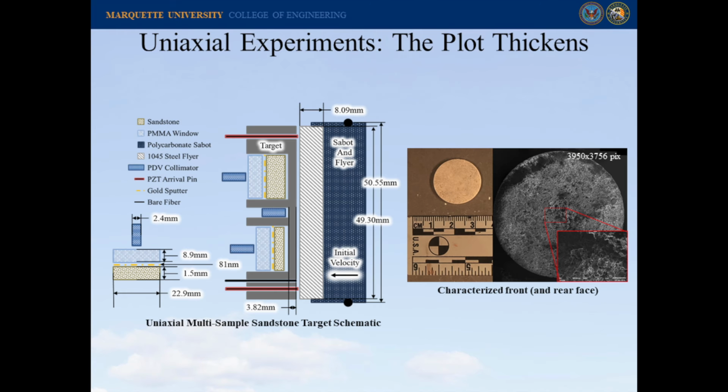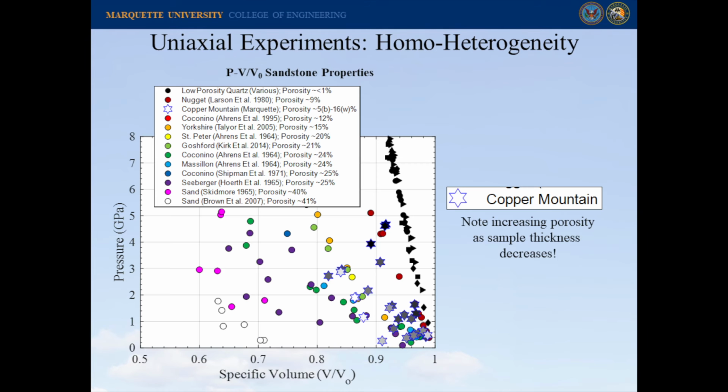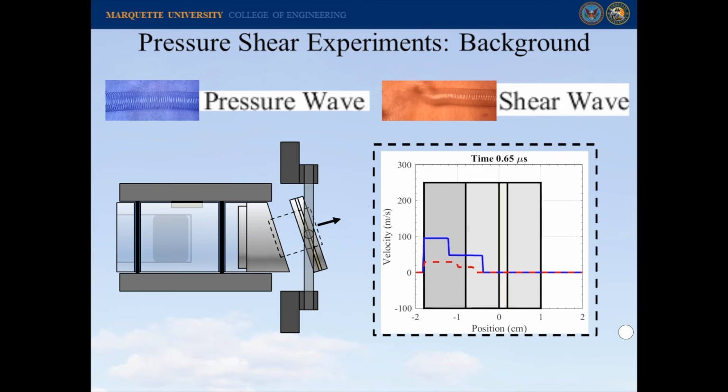In experiments, sandstone samples of 1 to 2 millimeters thickness were impacted to determine at which point homogeneous heterogeneity could be assumed. It was expected that Copper Mountain Sandstone would behave similarly to nugget sandstone, shown here in red. As samples were cut thinner, they tended to have greater porosity and behaved according to other, more porous sandstones. Based on this information, work proceeded on characterizing sandstone strength under pressure shear at high strain rate.